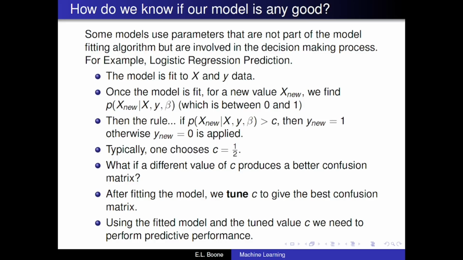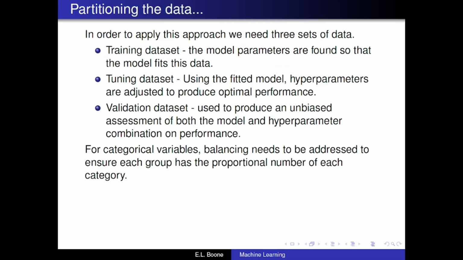Okay, and there's nothing wrong with that, except what if a different value of C produces a better confusion matrix? So after fitting the model and validating that the model works, then we tune C to give the best confusion matrix. Then using the fitted model and the tuned value C, we would see how well it performs in terms of predictive performance on another set. So this is going to require 3 sets of data.